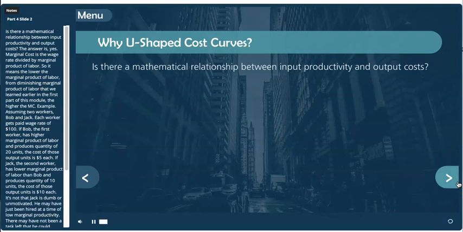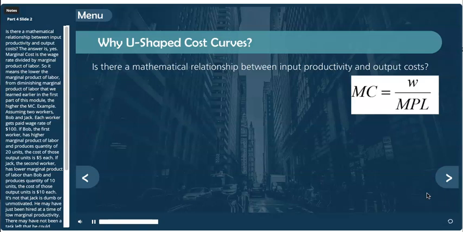Is there a mathematical relationship between input productivity and output costs? The answer is yes. Marginal cost is the wage rate divided by the marginal product of labor. So it means the lower the marginal product of labor, from the diminishing marginal product of labor that we learned earlier in the first part of this module, the higher the MC.